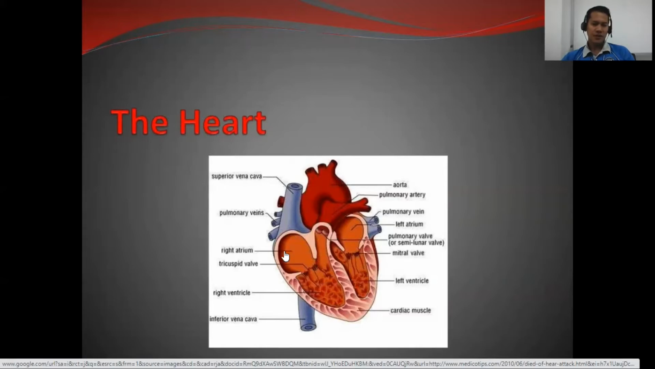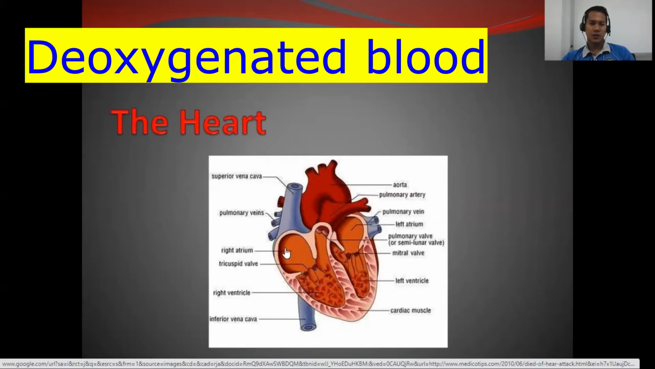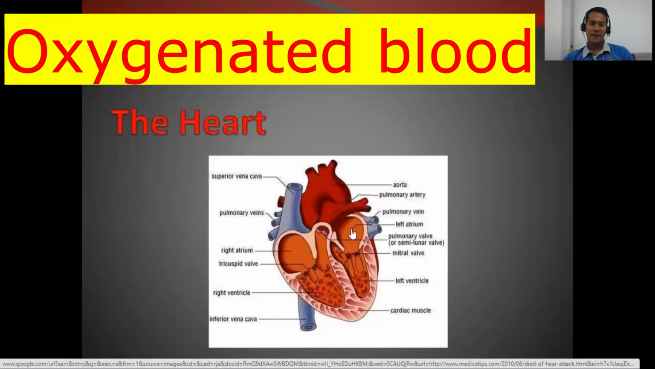There are other parts as well. There are vena cava. This is the superior vena cava. This is the inferior vena cava. All the blood gathers around here in the right atrium. What type of blood? These are all deoxygenated blood. That means oxygen-poor blood. On the left is oxygen-rich blood, so we call it oxygenated blood. There are valves as well.